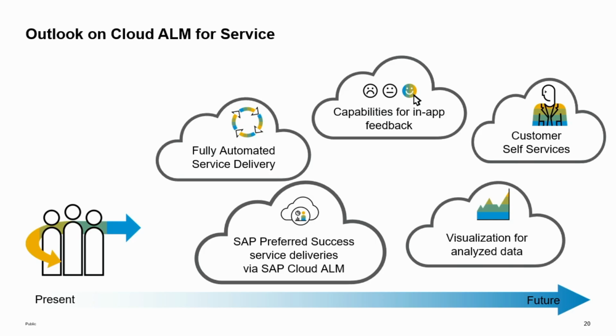Then the big cloud down here is the preferred success. So we are currently onboarding all services that come with the preferred success engagement to our platform, and that are a lot. So within the next half year, you will see a huge increase of service types that are delivered via our platform. In visualization, we try to improve that, to better visualize the data that we analyze throughout service delivery.